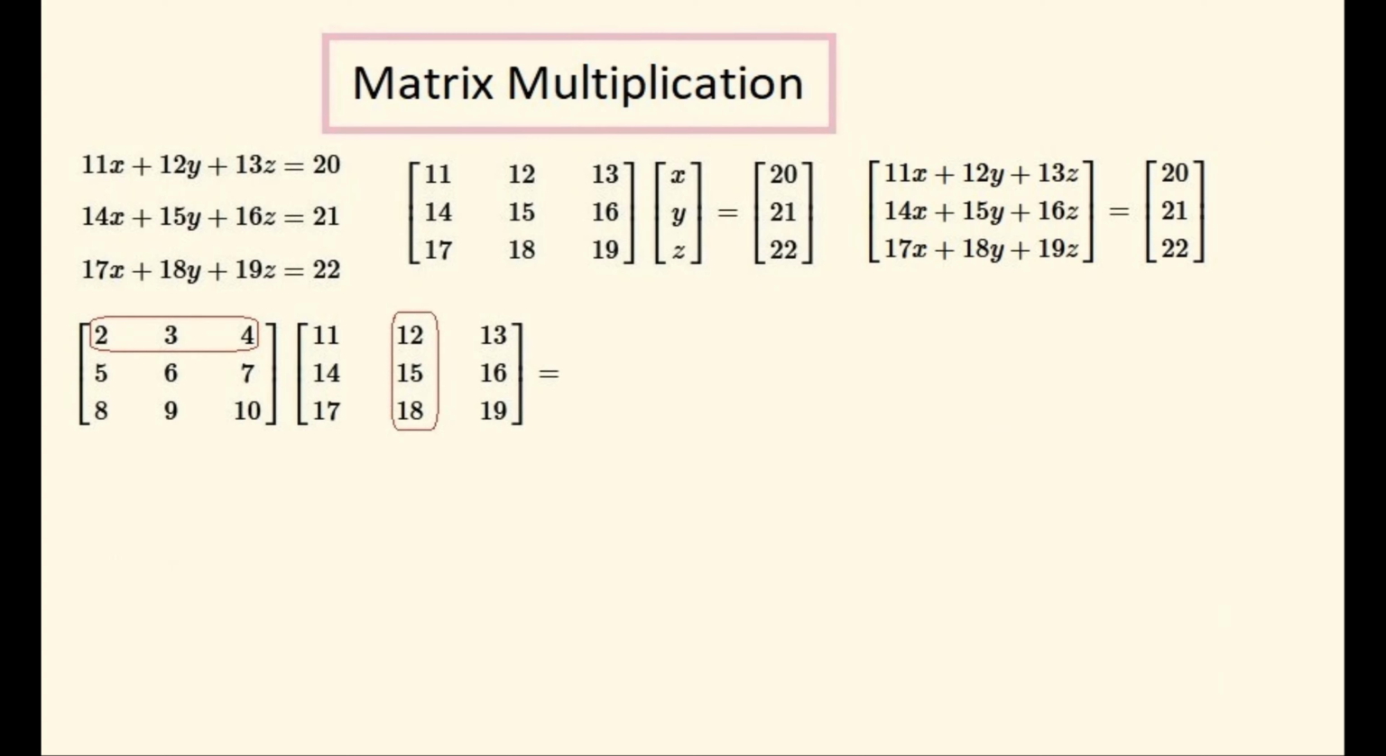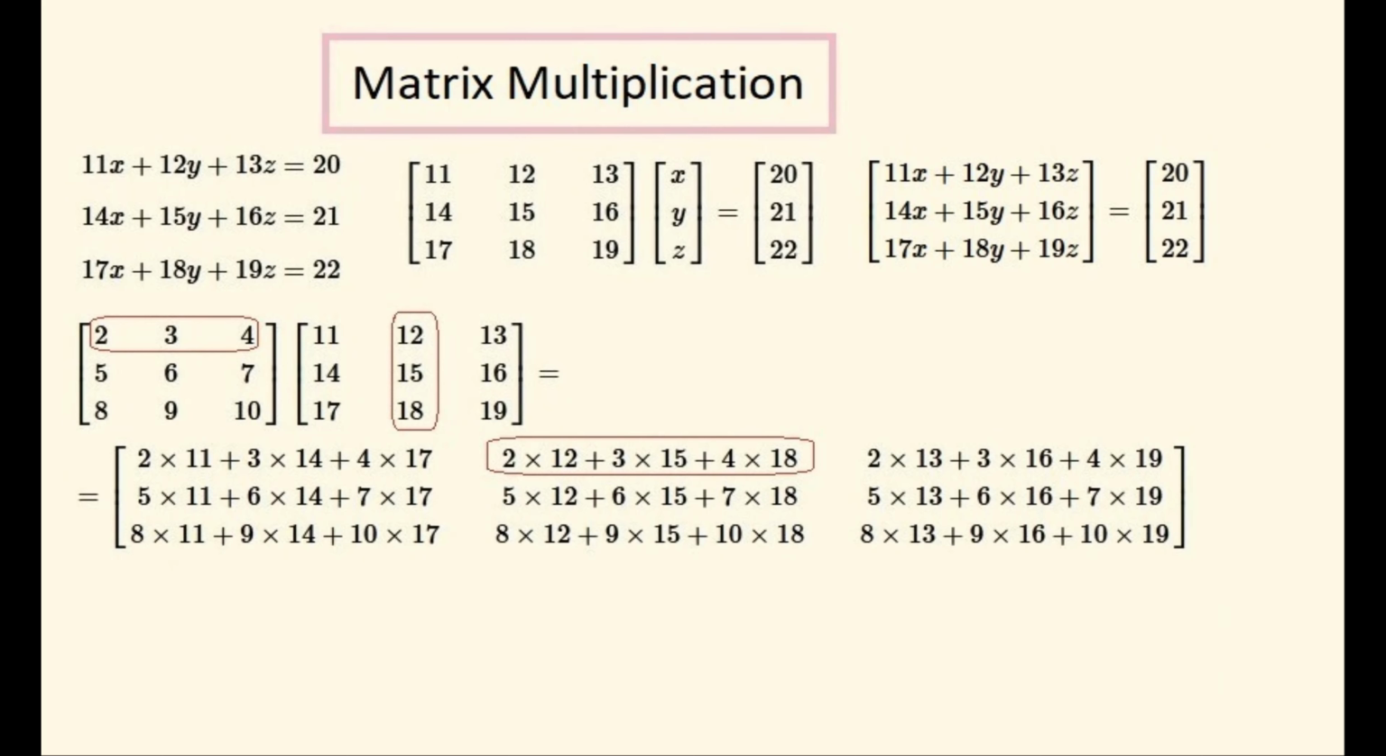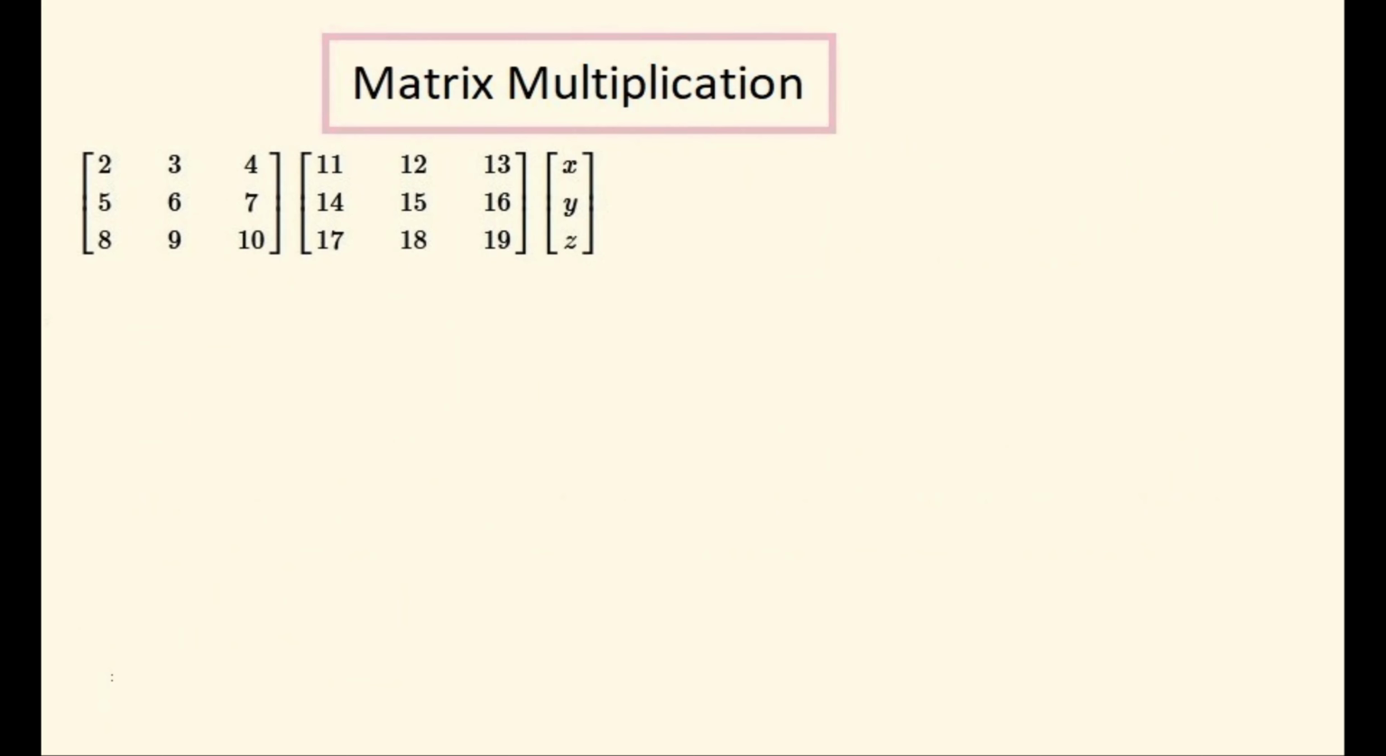Now to multiply these two matrices together, I'm going to focus on the product of this row and column. This is the product of these two matrices. This row and column multiply together like this to give this particular entry. And so this product simplifies to be this matrix.